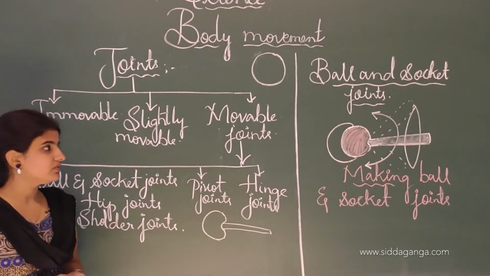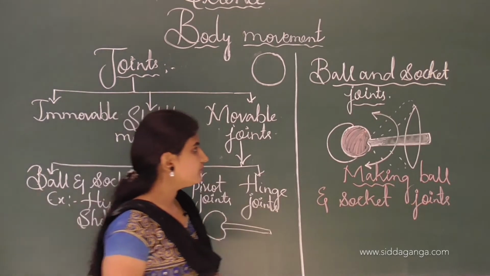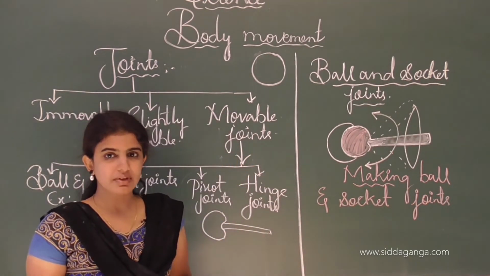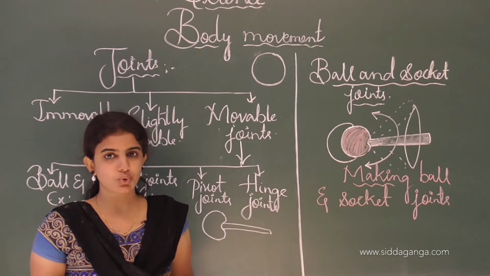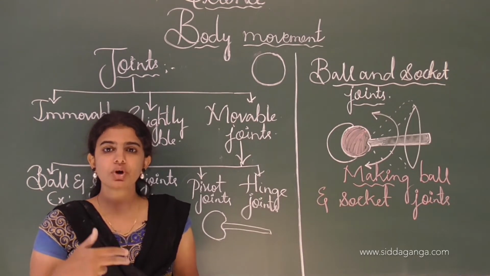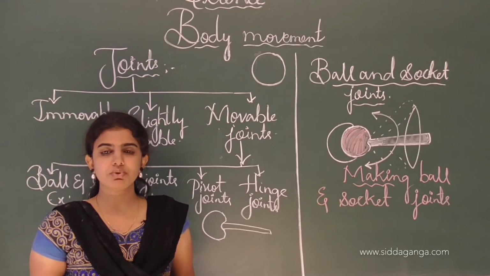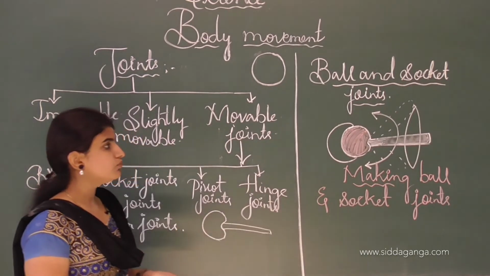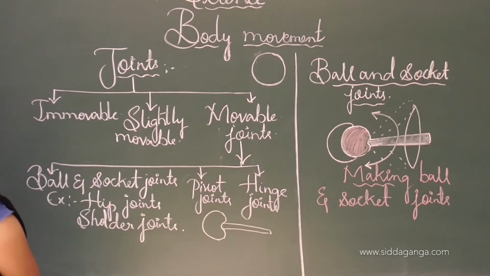See, there is one activity. In this activity, we can say that ball and socket joints are present in the hip region as well as the shoulder region, which helps with backward and forward movement, and also we can move such joints in a circular position.